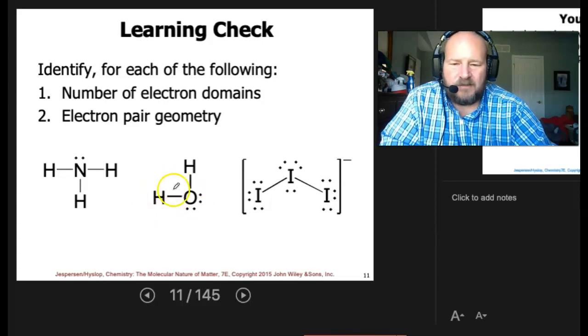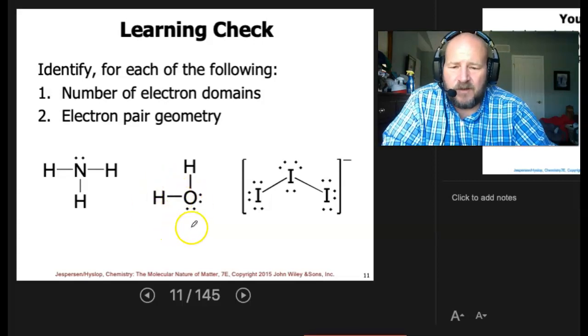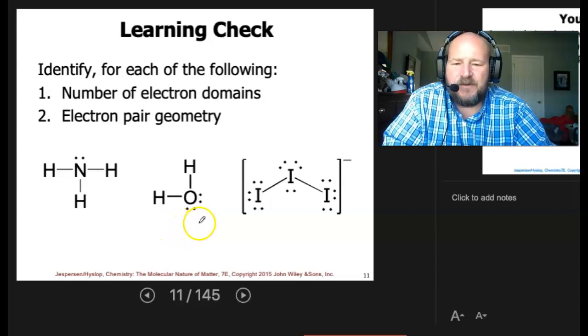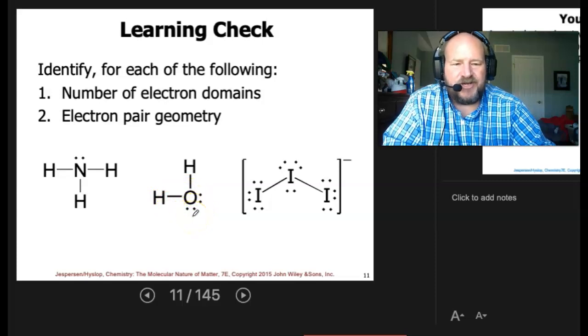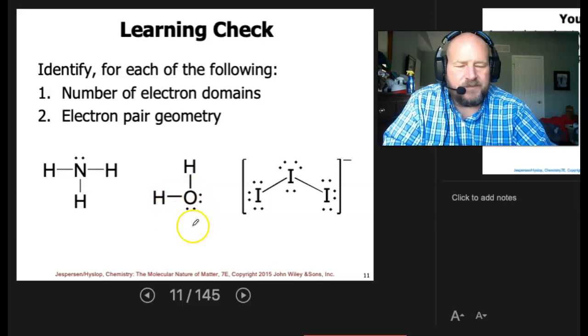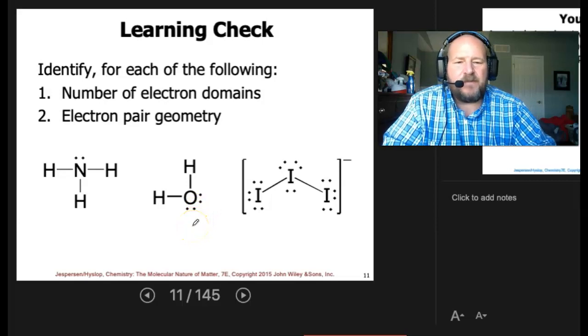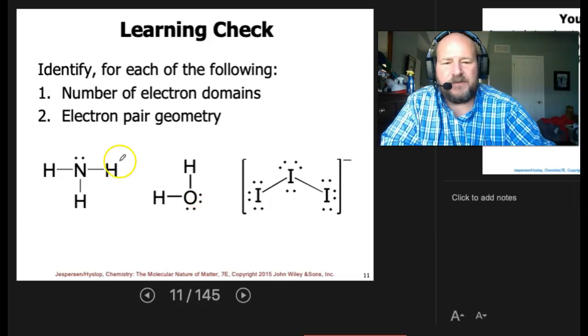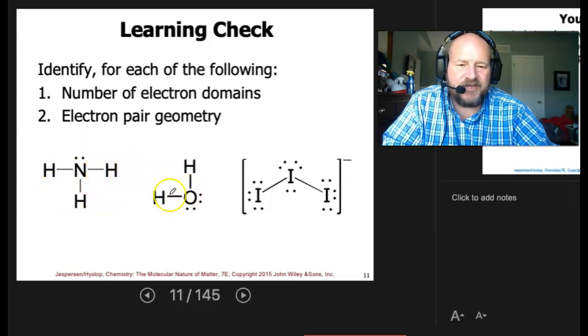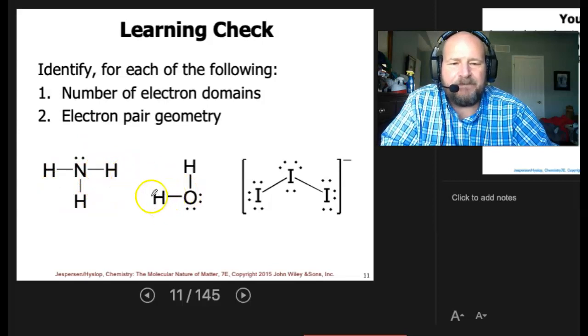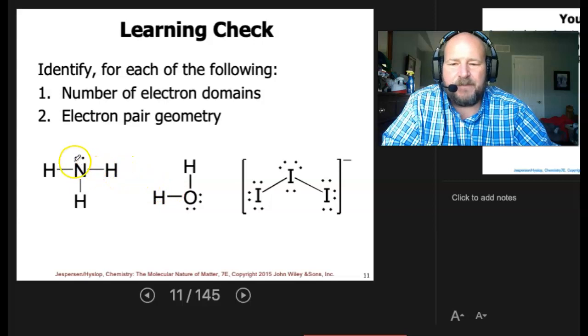How about for water? For water, we have 2 types of domains. We have the lone pairs, and then we have the 2 bonds. So again, we have 4 domains total, which means our basic shape is going to be a tetrahedral. Once we figure out the basic shape, remember there are going to be subsets of shapes as well. So both of these would not be labeled as tetrahedral, or that would start to get confusing. The basic shape based upon domains is the tetrahedral.